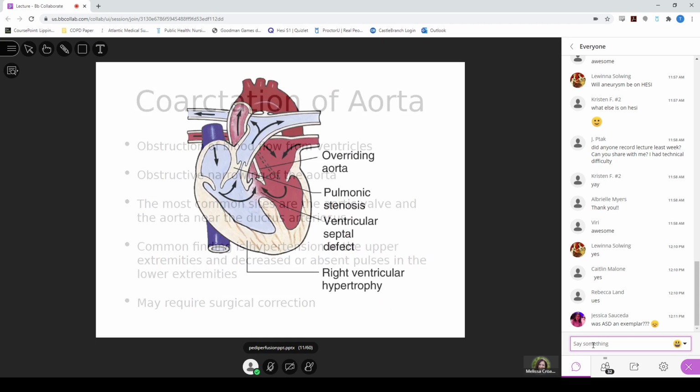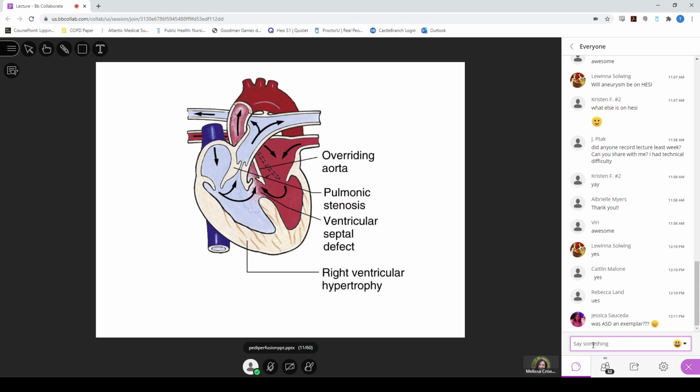So the next one is tetralogy of Fallot. And this is decreased pulmonary blood flow. So it's a combination of 4 defects. So you have a VSD, you have an overriding aorta, you have pulmonary stenosis, and right ventricular hypertrophy. And you see the edge of the muscle there, how thick it is on this right side.